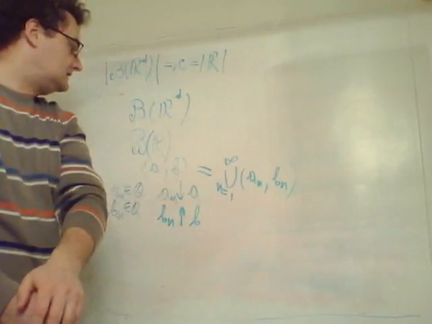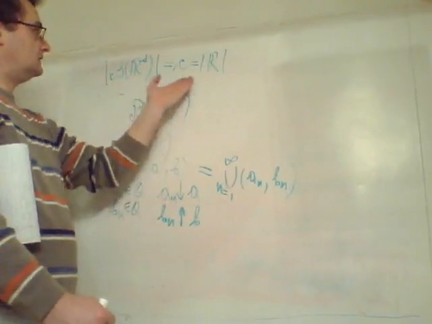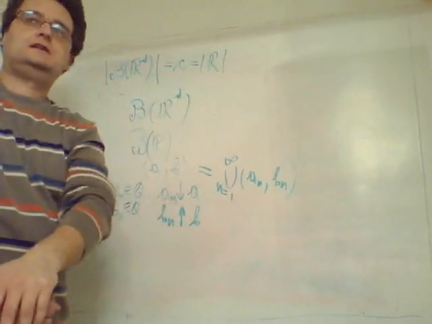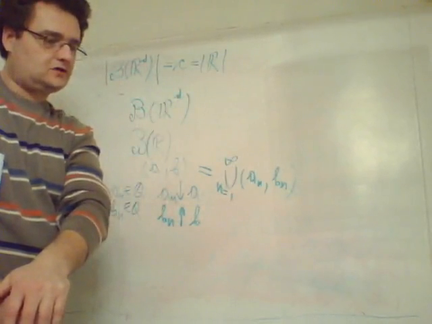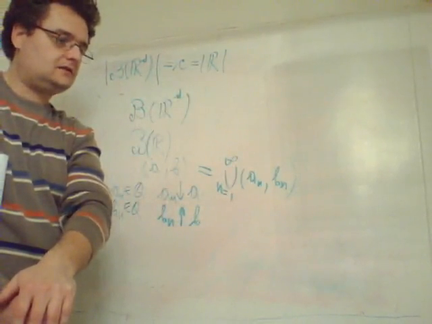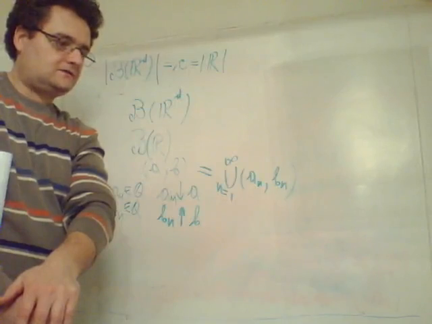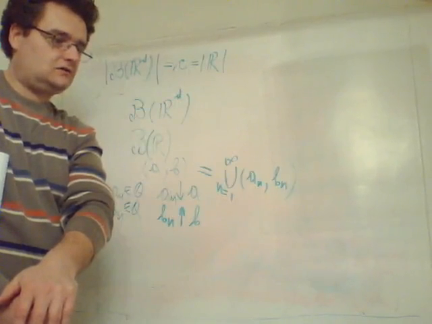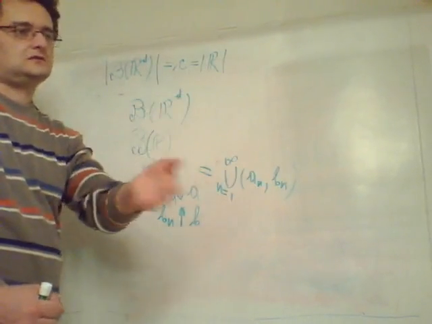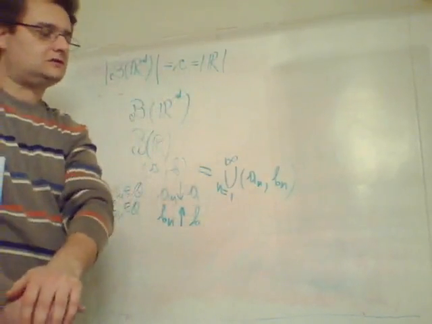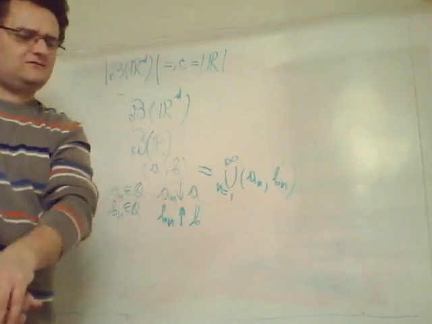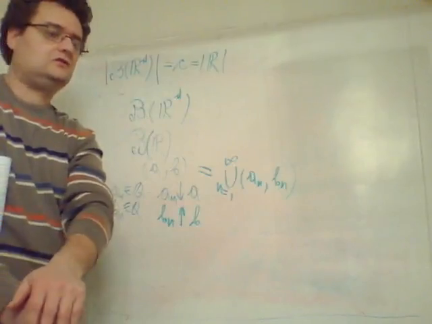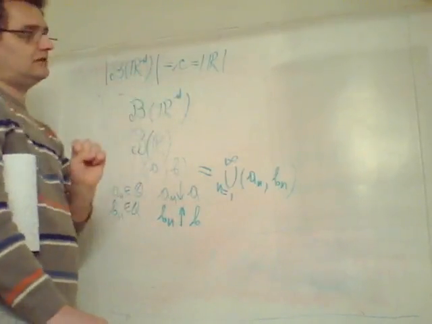To show this claim takes some knowledge of set theory and transfinite induction on ordinals. Ordinals are cardinals of well-ordered sets. That's some stuff from set theory. We're not going to do that. We'll just take this as granted.